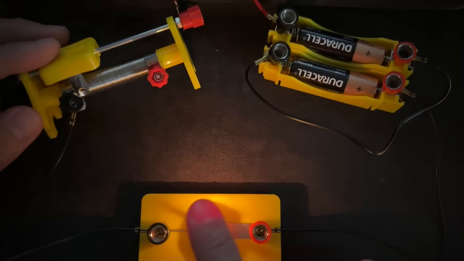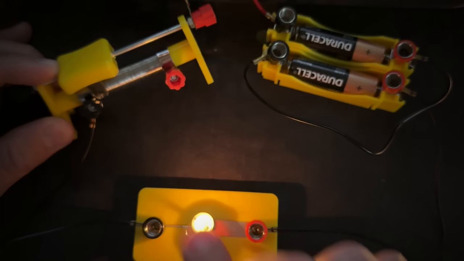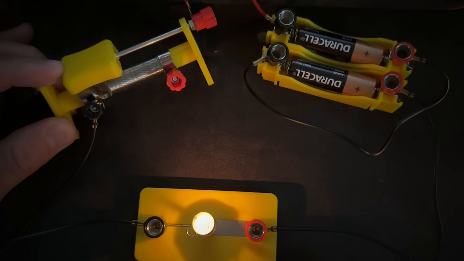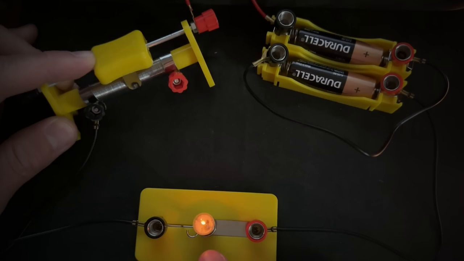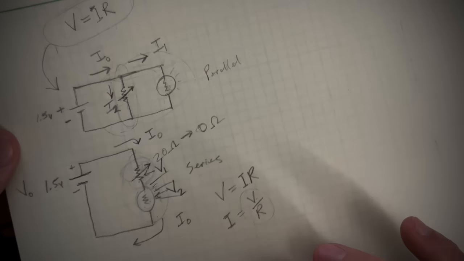But as I increase the resistance across this one, the voltage is going to vary. So you can see the light gets dimmer and dimmer. What's going on there is that the resistance is increasing for this element here. It's been a long time since I looked at this stuff, and I think I had it wrong.